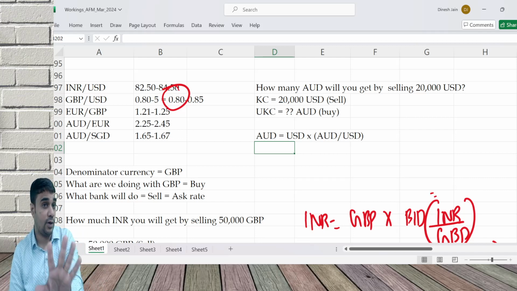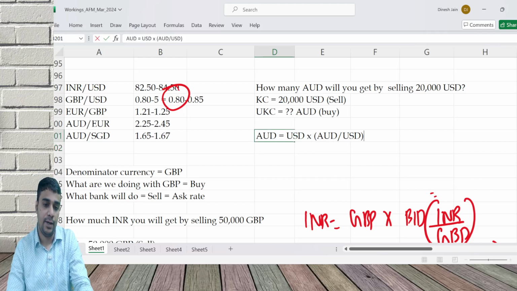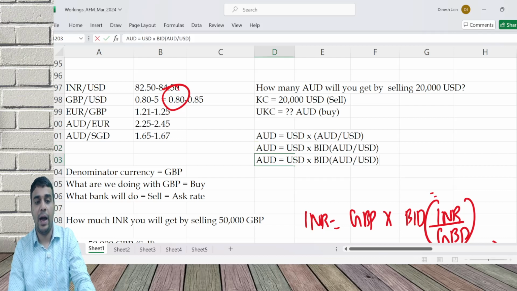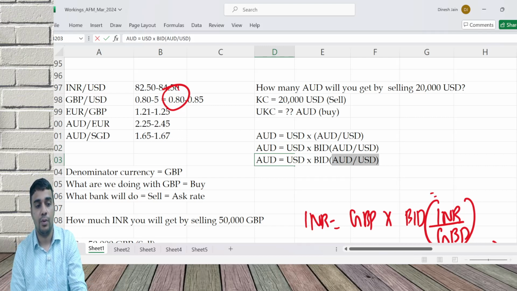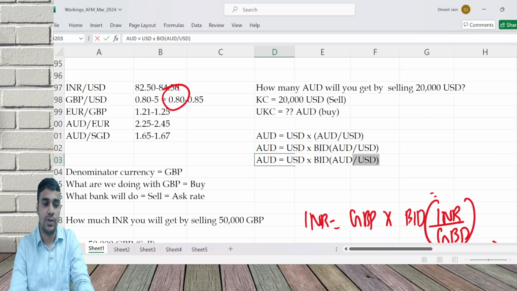What are you going to do with USD? It is written in your notebook. Sell. What is the bank going to do? Buy. Bank will buy at bid rate. So write bid now. Do you have a quote connecting Australian dollar and US dollar? No. AUD is linked with which?